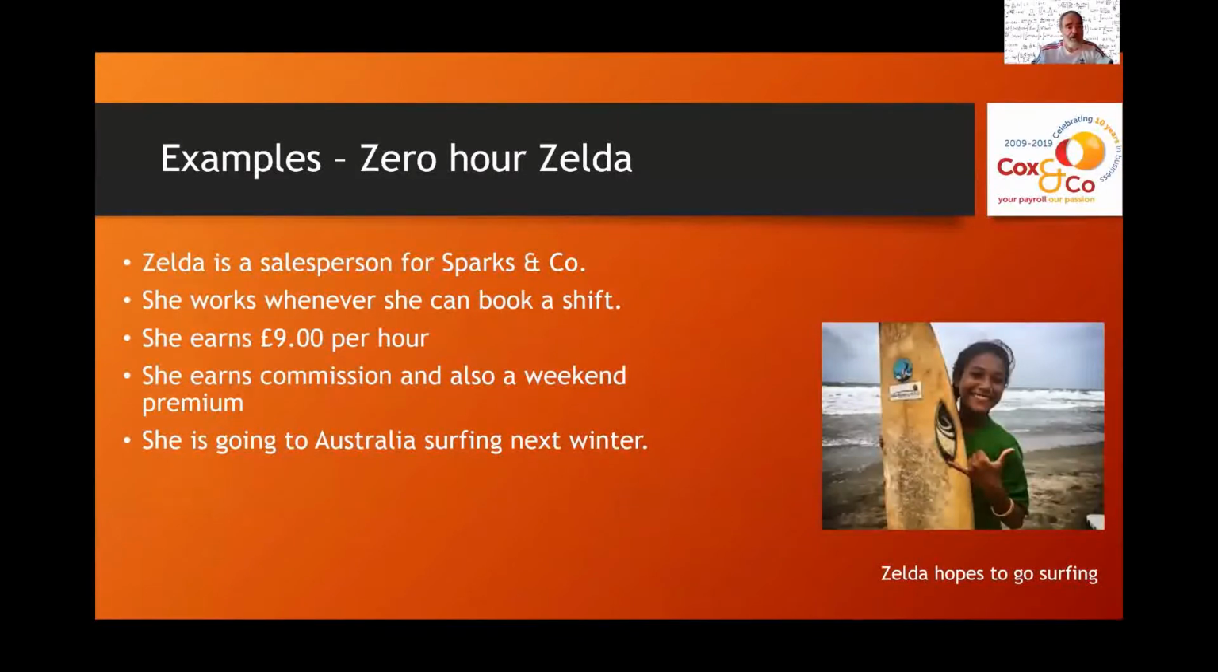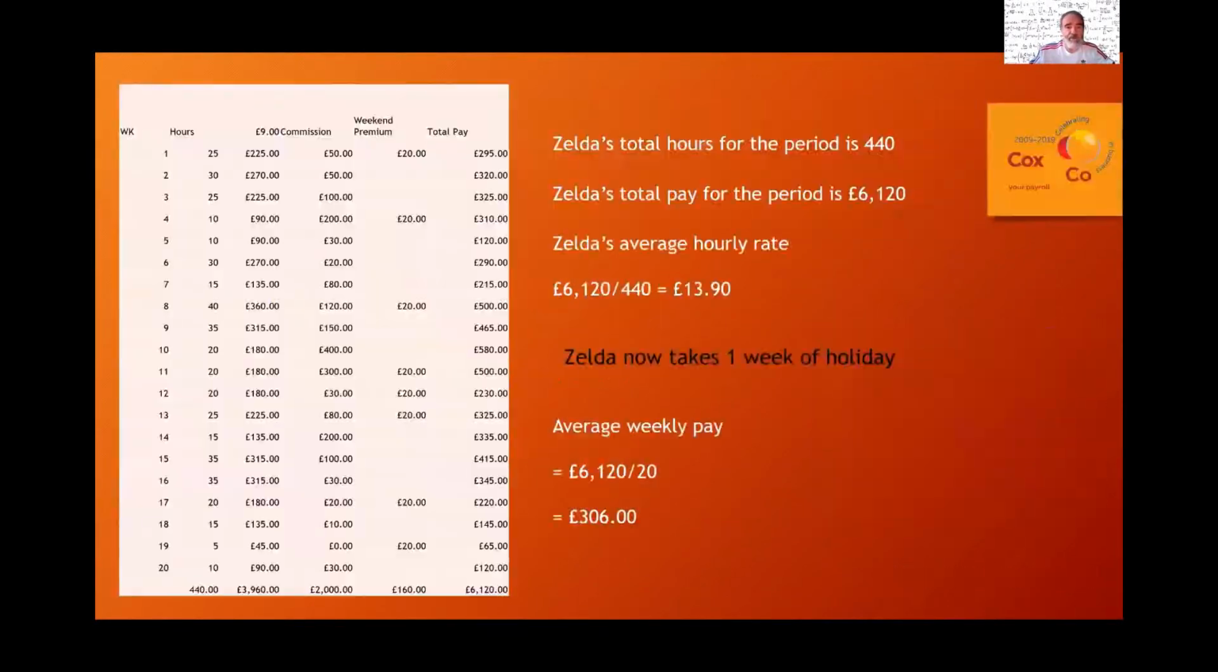We've done that for 0 hours Zelda. Zelda's a salesperson, so I think she's a 0 hours contract type person, isn't she? She's got no fixed hours. She works when she works and she doesn't work when she doesn't. She gets some commission and weekend premium though, so it's not just a straightforward £9 an hour. But we've worked through the calculations for 0 hour Zelda. I've done 2 scenarios, one where she's worked every week and one where she's worked most weeks. But during the course of the week, she's carried out the same work.